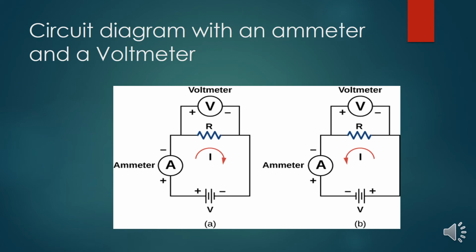In these two figures, what is the difference? Yes, in figure A, the current is flowing clockwise, and in figure B, current is flowing anti-clockwise because the battery terminals are swapped. Please practice these diagrams, very important. You should have a grip on the circuit diagrams, how to connect ammeter and voltmeter.